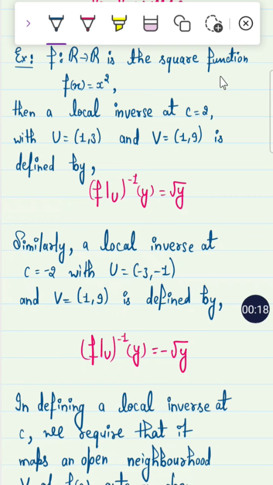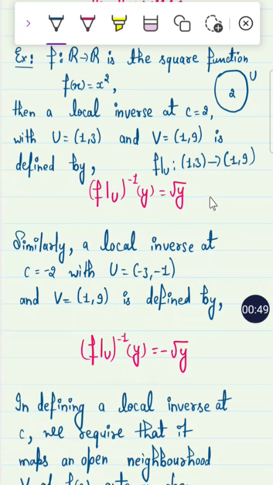So U is the open interval (1, 3) containing c = 2, and V is (1, 9). Then the function f is restricted to U, that means f restricted to U goes from (1, 3) to (1, 9), and 2 is a point in between 1 and 3.